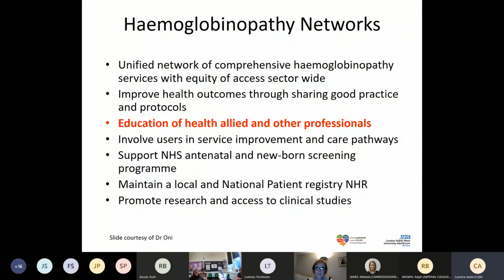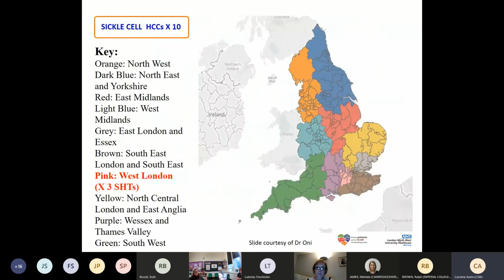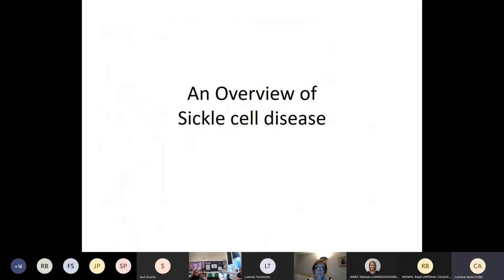The hemoglobinopathy networks are involved in making sure the patients get equity of care, improve their health outcomes, ensure education, for example, what we're doing at the moment, involve users in the service improvement, and support the screening program. They also maintain a local and national hemoglobinopathy register, and they promote research. We all belong to the West London Hemoglobinopathy Centre. This is made up of Imperial, Northwest London, and St. George's Hospital Trust. An overview of sickle cell disease.